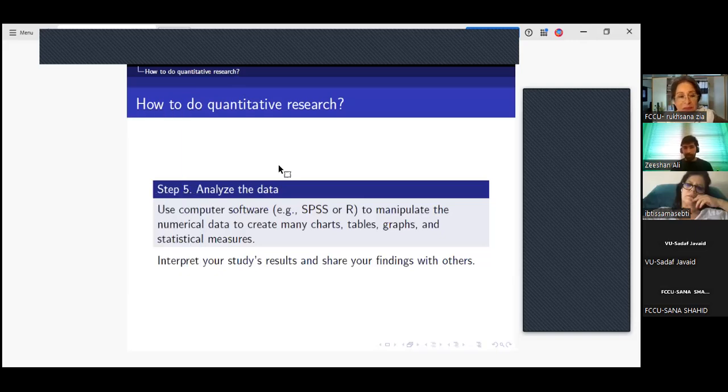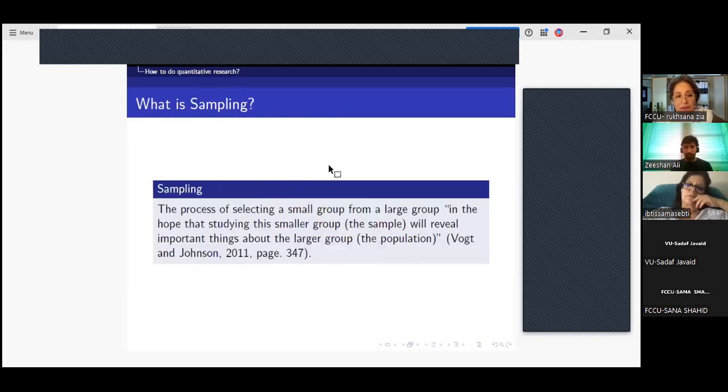The next part of this presentation is about sampling, because this is one of the core things used in quantitative research, and that's why I've given a little more space in the presentation to this specific topic. Sampling is basically the process of selecting a small group from a large group in the hope that studying this small group will reveal important things about the larger group. In order to think more about sampling, we should keep some key terms in mind.